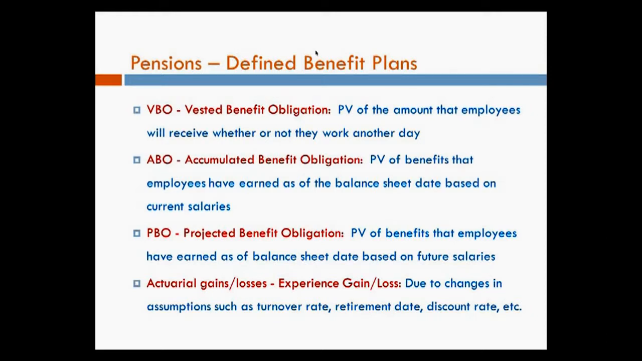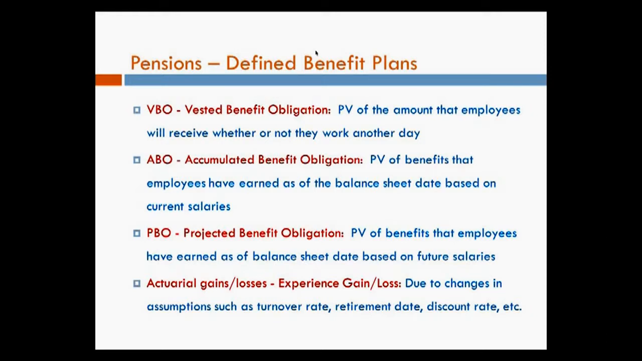It's a projection going forward. It's the benefit that employees have earned as of the balance sheet date based upon future expectations. This is where actuaries come in. This is the amount that a company really should be thinking about. This is what we're going to owe based upon actuarial analyses. So the PBO is the best estimate of future liabilities.